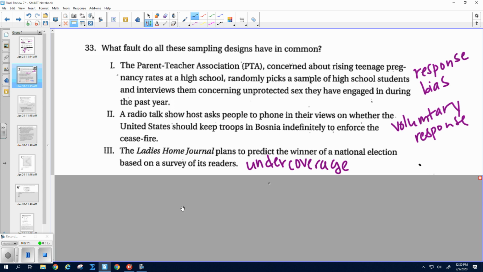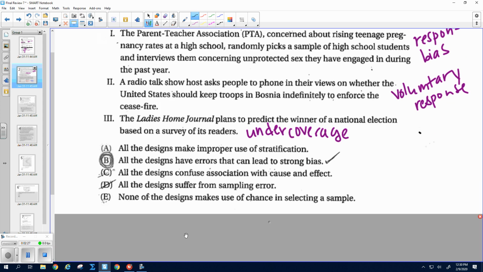All right. So the correct answer is B. They all have errors that can lead to strong bias. So none of these talk about stratification. And also sampling error is just normal. There's always sampling error involved. So don't let that confuse you.